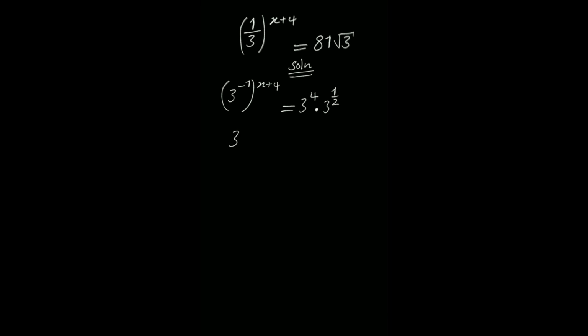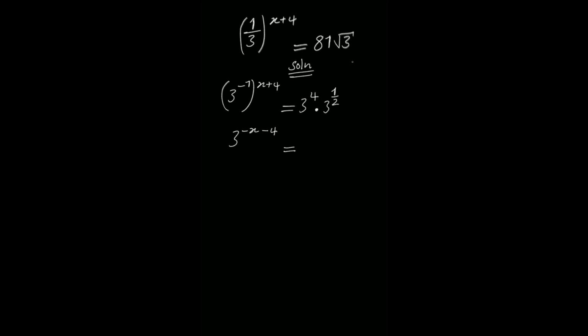Then we will have 3 raised to the power of -1 multiplied by x is negative x, -1 multiplied by +4 is -4. This is equal to, then as I said, the bases are the same, then we add the powers.